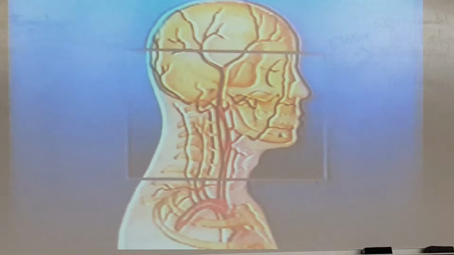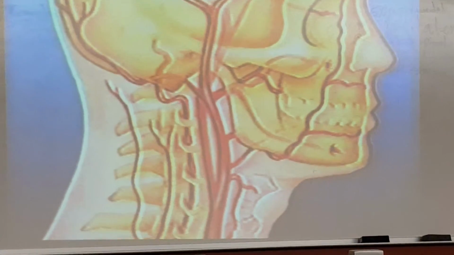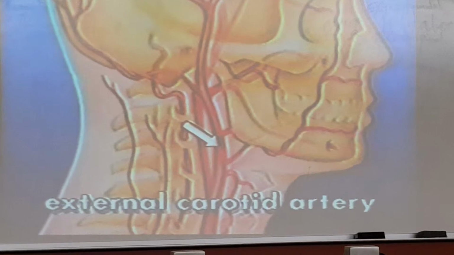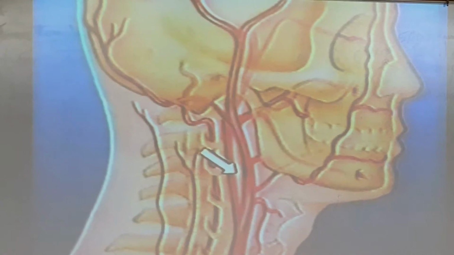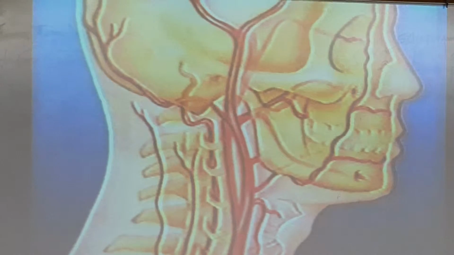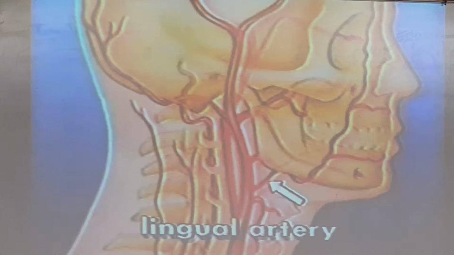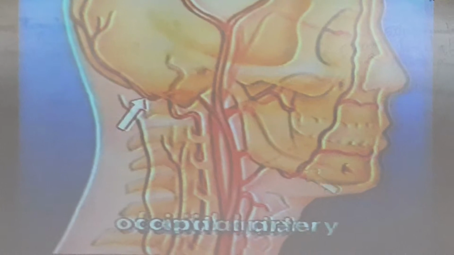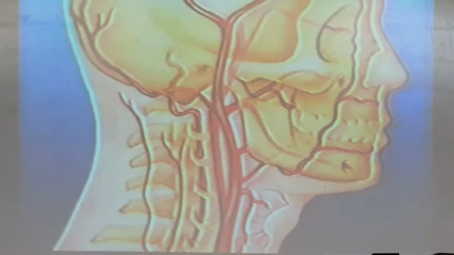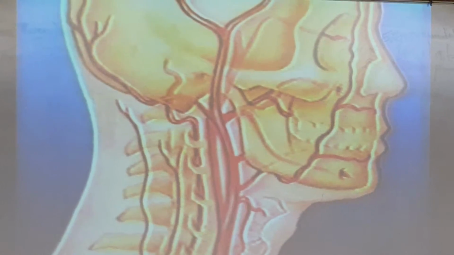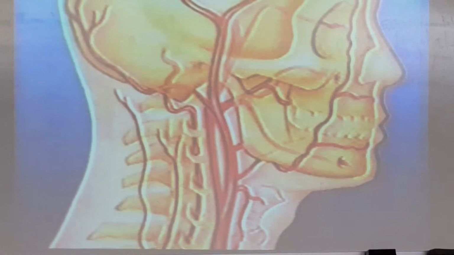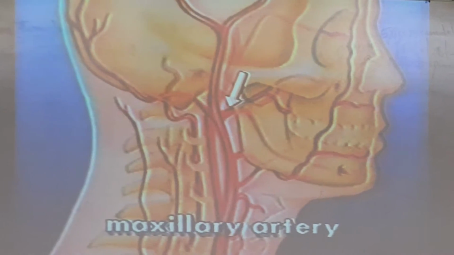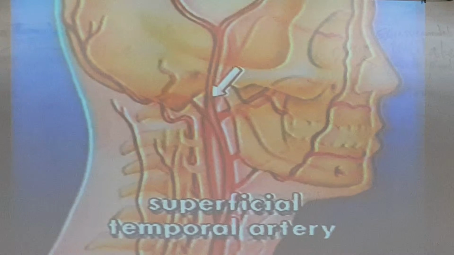until it reaches the superior border of the larynx, where it divides into its two major branches, the external and internal carotid arteries. Some of the branches of the external carotid artery in the neck include the superior thyroid, lingual, facial, and occipital arteries, which supply the thyroid gland, tongue, and skin and muscles of the anterior face and posterior scalp. The external carotid artery divides into two terminal branches, the maxillary and superficial temporal arteries.